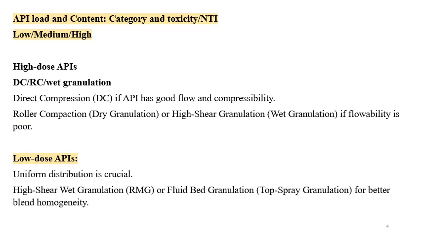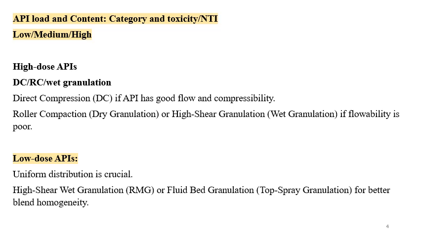API load and content, category of the API, toxicity, whether the drug is belonging to narrow therapeutic index, whether it belongs to anti-cancer or cytotoxic API, whether it is a hormone product or it is an enzyme, that category should be understood. Then the content or API load in the formulation, that is dose of the API. For example, if 1000 mg is the dose of the API, then you will know that the API characteristics will play the great role in the formulation process design.